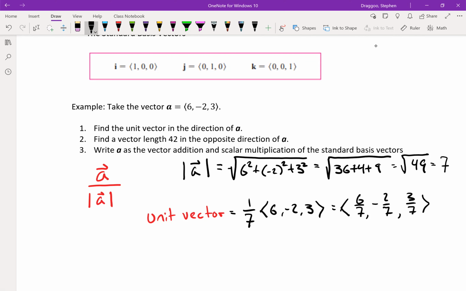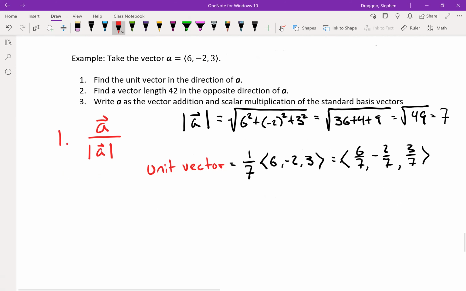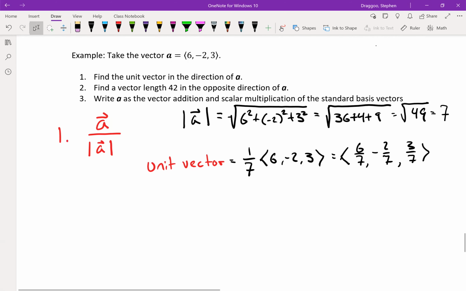So a vector of magnitude 1 that points in the direction of A. Then number 2, I'll want to find a vector of length 42 that's in the opposite direction of A. So if we wanted to do that, we want a magnitude of 42 and to go in the opposite direction of A. So I'm going to take negative 42 and multiply it into the unit vector, so A over magnitude A, which looks like negative 42.